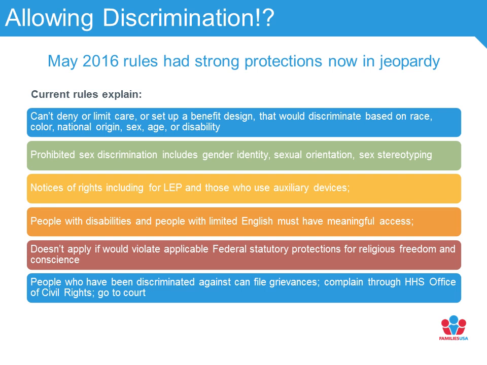The 2016 rule explains that people who have been discriminated against can file grievances with their health care program, complain through the HHS Office of Civil Rights, and the Office of Civil Rights actually has a web page where you can learn more about how it's acted in those cases in the past. You can look at their newsroom to find that out. And you can go to court to enforce your rights.